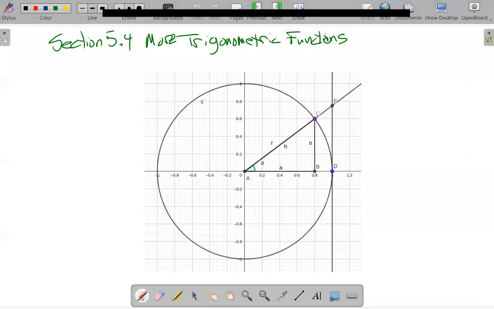All right, so welcome to section 5.4, more trigonometric functions. So you can see I have a picture of the unit circle here. Although I put R for the radius here, you can see that there's a 1 on the y-axis and a -1 over here on the x-axis. So I actually have a circle of radius 1 here.